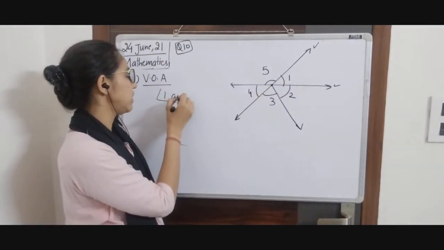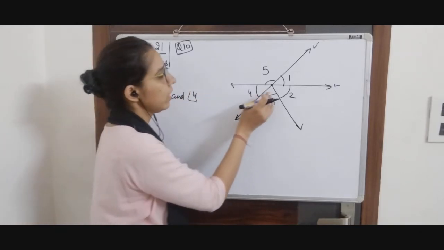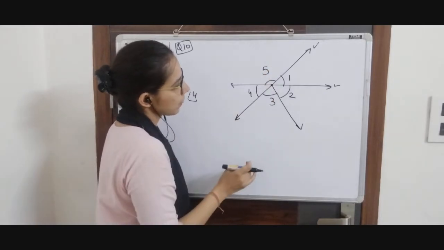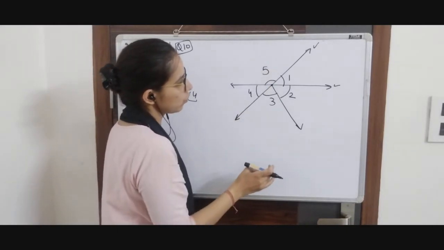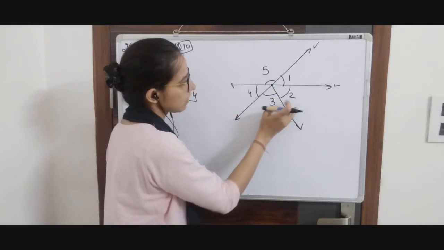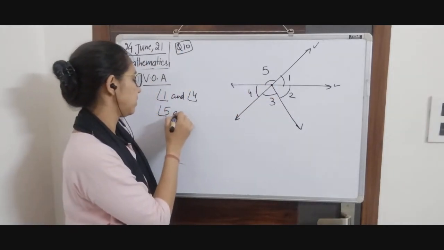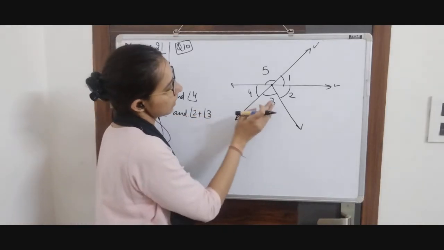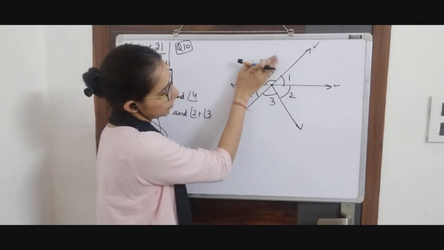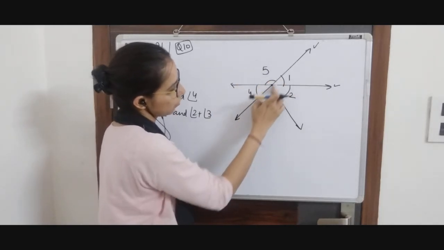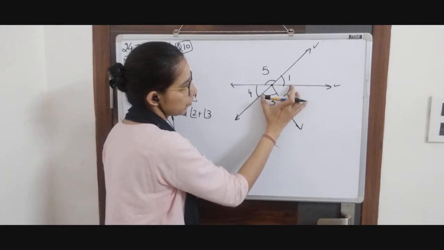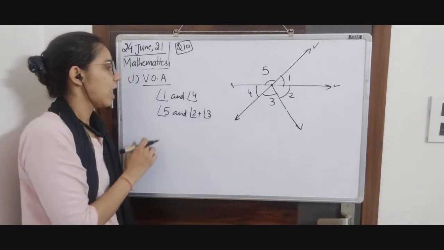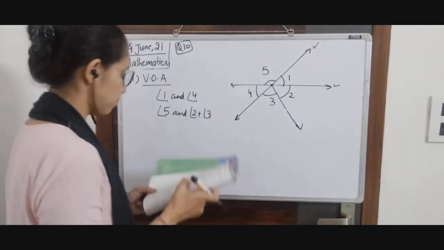Angle 1 and 4. See if they are vertically opposite. Okay. Now angle 5 is visible to us. Then what is the vertically opposite angle to 5? So it will be 2 plus 3. You can see that this is 5, and this line is going this side, this line is going this side. So in between we have two angles, 2 and 3. So angle 5 and 2 plus 3 are vertically opposite angle pairs.